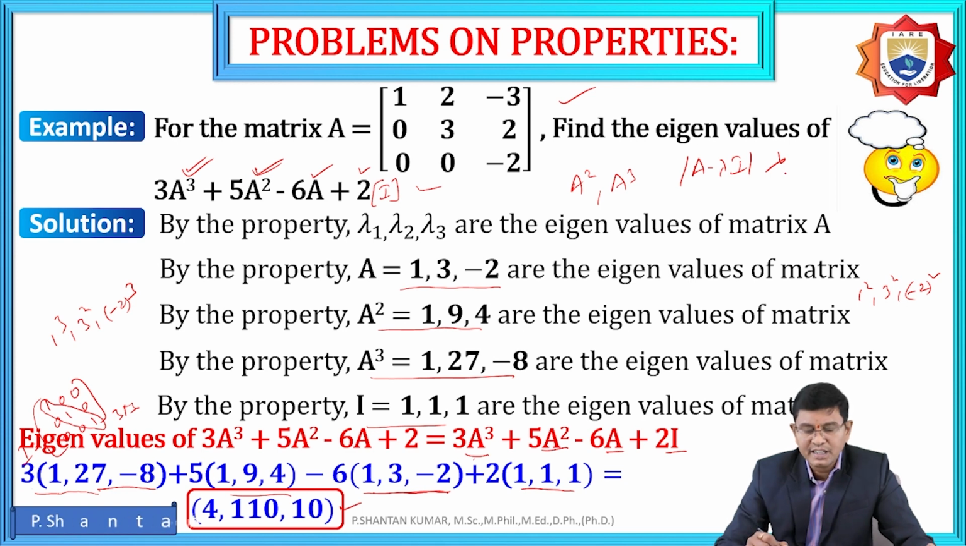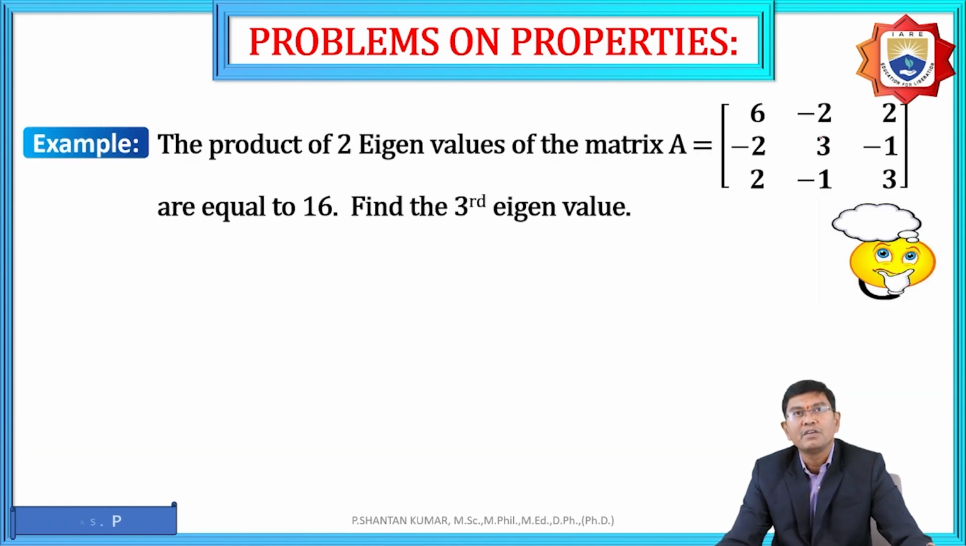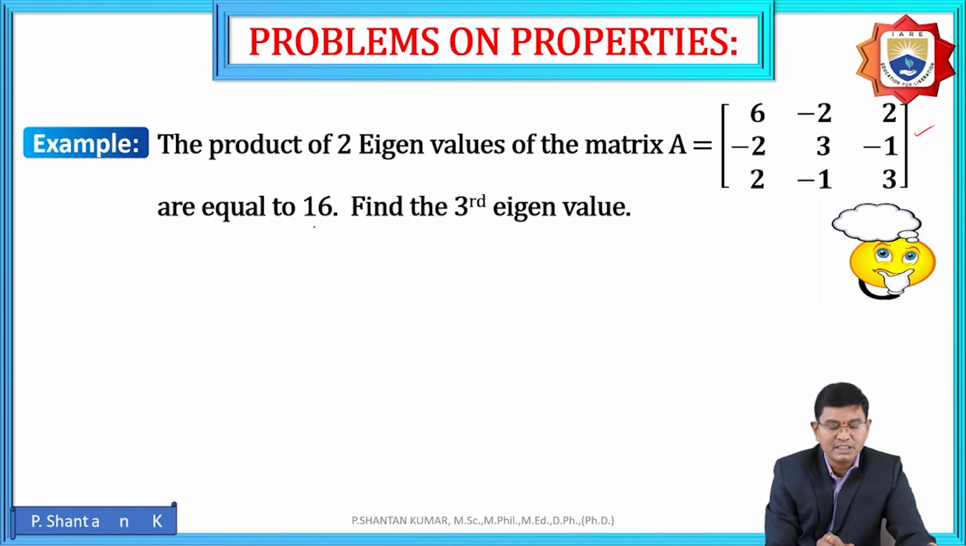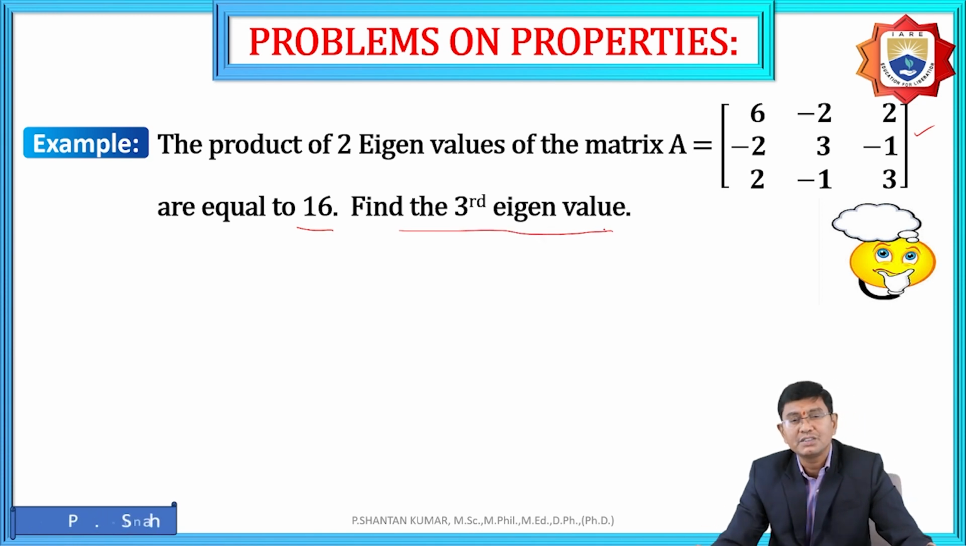It is a simple and interesting problem without finding the characteristic equation or the eigenvalues. By using the properties of the eigenvalues, we can solve such types of problems. For example, the product of two eigenvalues of the matrix A is equal to 16, where the matrix is given as 2 minus 2 3, 1 2 minus 1, 3. Find the third eigenvalue. It is a logical problem.